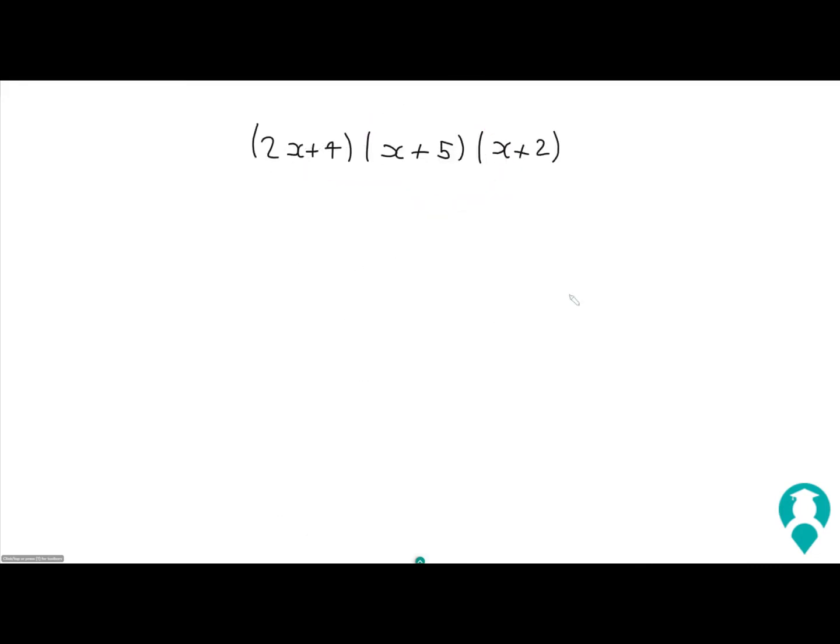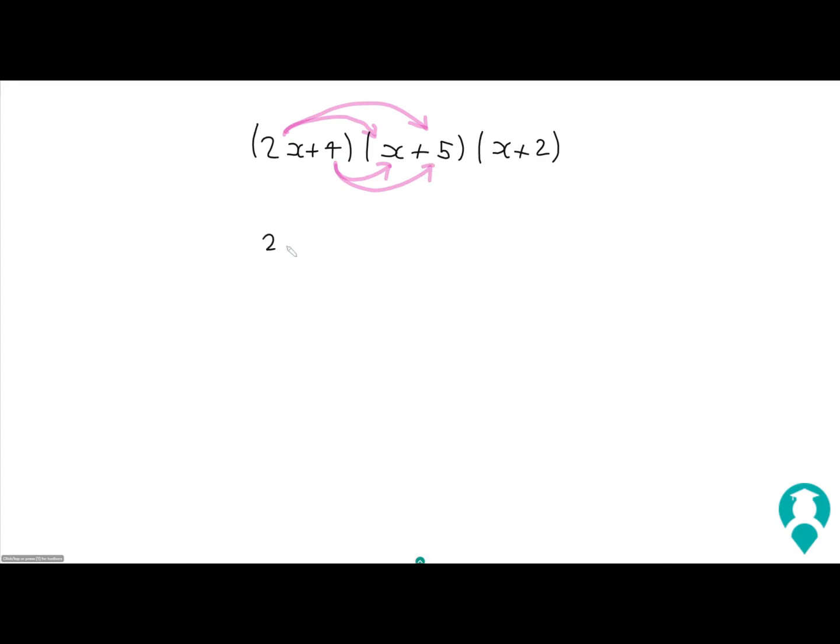Now let's try out a slightly tricky example. We have 3 brackets over here, so we're going to need to do a lot more multiplications. What I like to do for these questions is to start with only the first 2 brackets, so let's only consider our 2x plus 4 and our x plus 5 brackets. And when we do that, it's just the same thing as before. We need to multiply 2x by x, 2x by 5, 4 by x, and 4 by 5. So let's get that started.